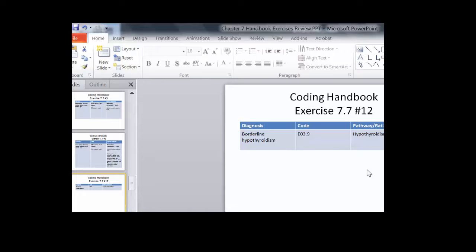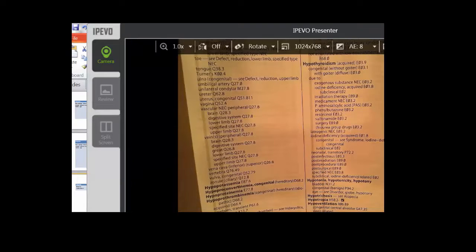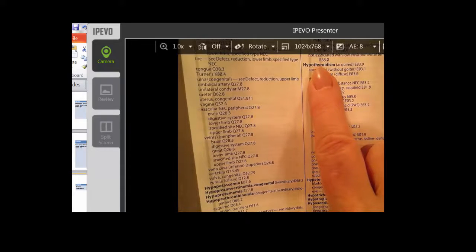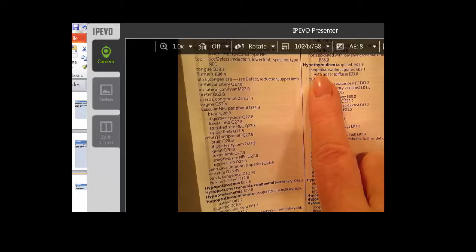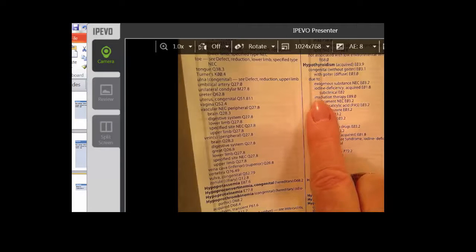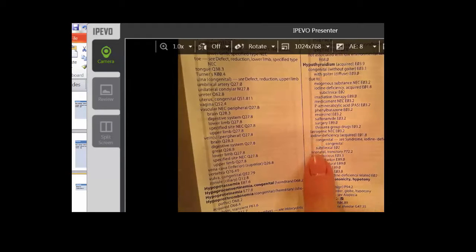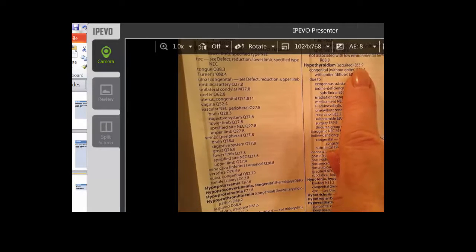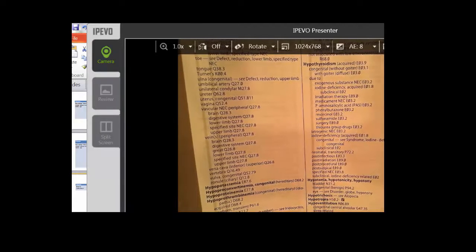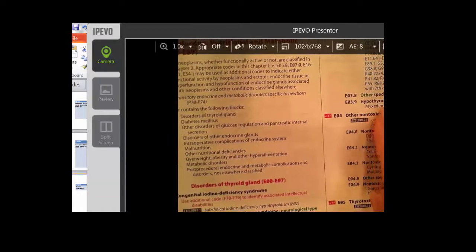Our next exercise is 7.7 number 12, borderline hypothyroidism. And if we look up hypothyroidism in our index, it is E03.9. So let's go there to our index, and you can see here's your hypothyroidism. And we're looking to see if there is a classification for borderline hypothyroidism. And there is not. So it doesn't seem to be our code. So we're going to go back here, and it is just hypothyroidism unspecified.